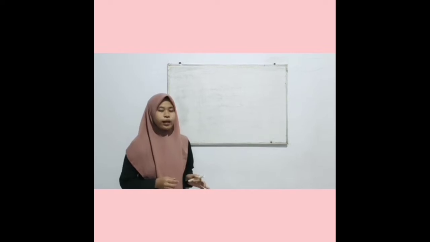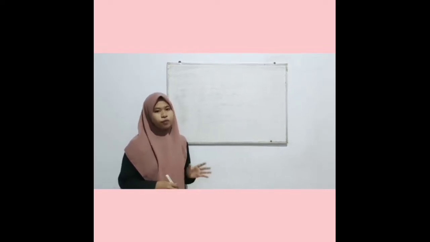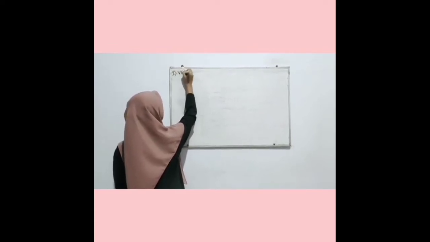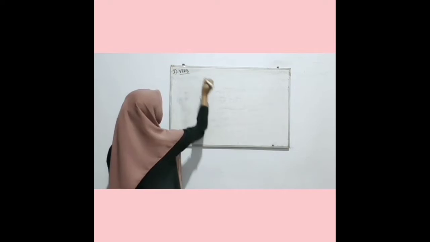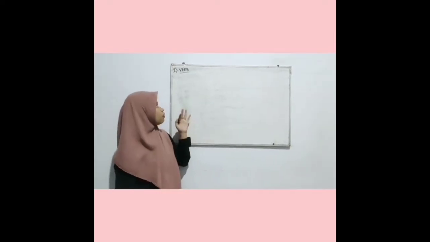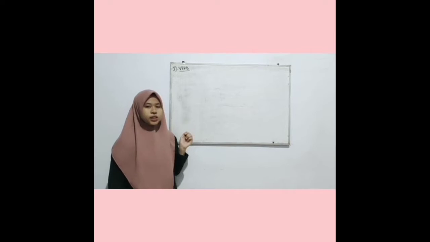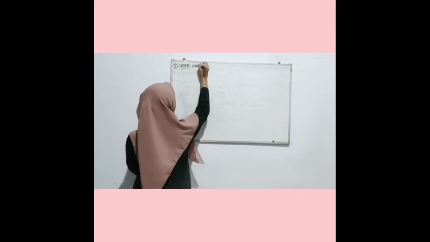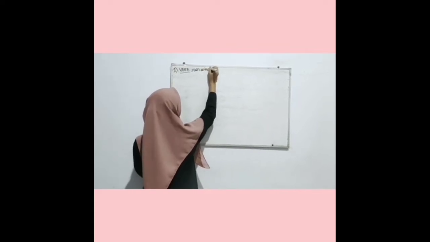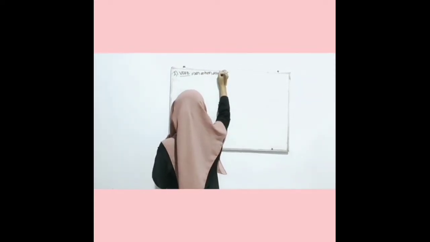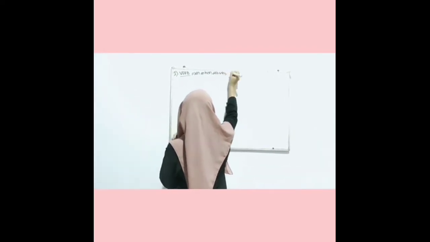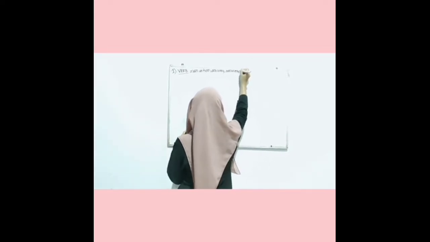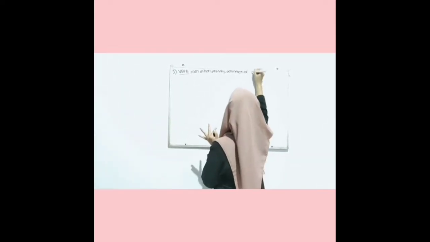Okay, now I will explain the definition of verb and forms of verb. What is a verb? A verb is a word, a part of speech, that in syntax conveys an action, activity, an occurrence, or state of being.